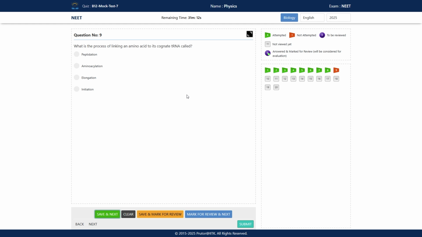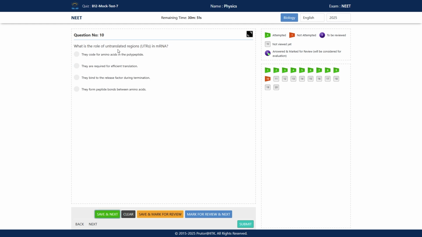So option number B is the correct answer, aminoacylation. Okay, this is also known as charging of the transfer RNA. So when an amino acid binds to the transfer RNA, it is known as aminoacyl transfer RNA. The process is known as aminoacylation.